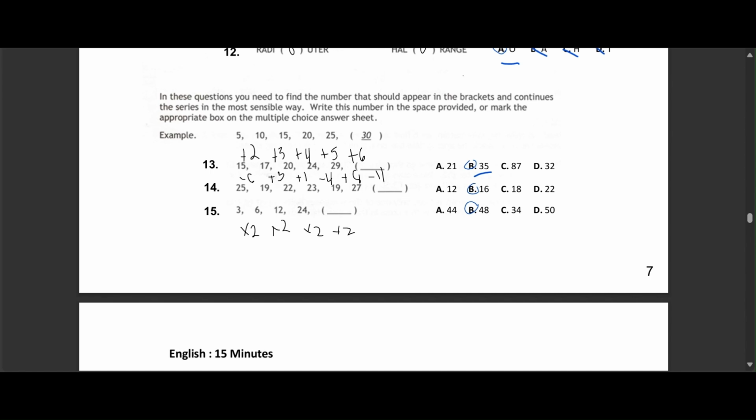17 to 20 is a plus 3. 20 to 24 is plus 4. And 24 to 29 is plus 5. It looks like the difference is going up by 1 each time. So the next difference should be plus 6. If we add 6 to 29, we get 35. The other answers don't really fit the pattern, so B is our answer.